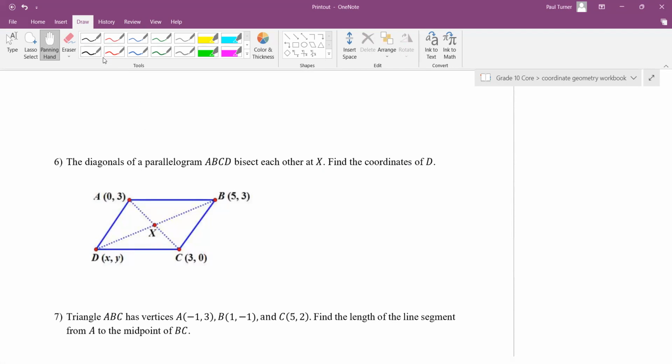I don't think there's rhombi. I don't know if that's plural for rhombuses. So parallelogram. Now, parallelogram and rhombus are quite similar. So have I got a shape for that?